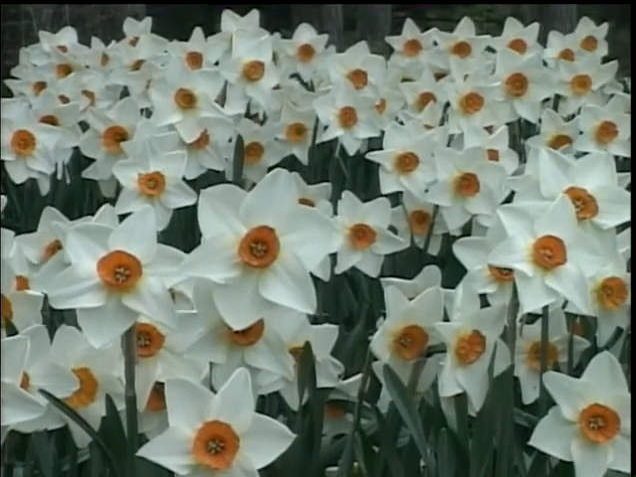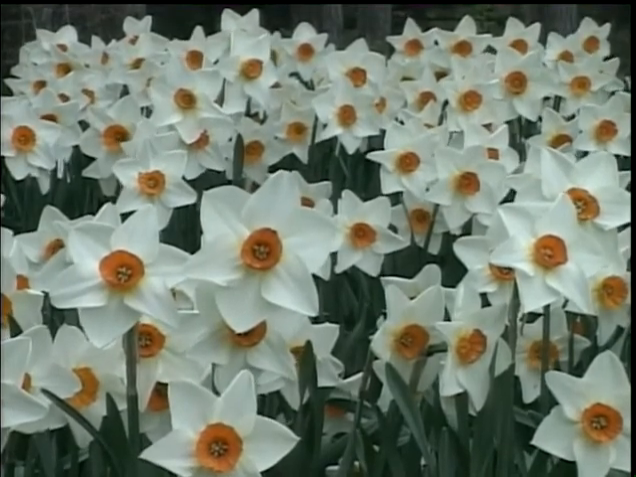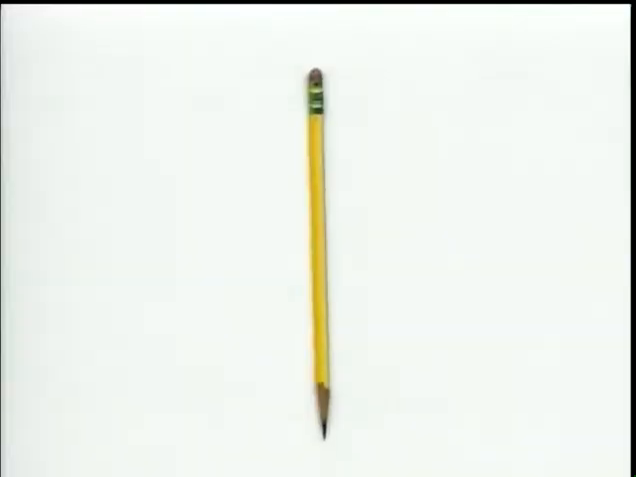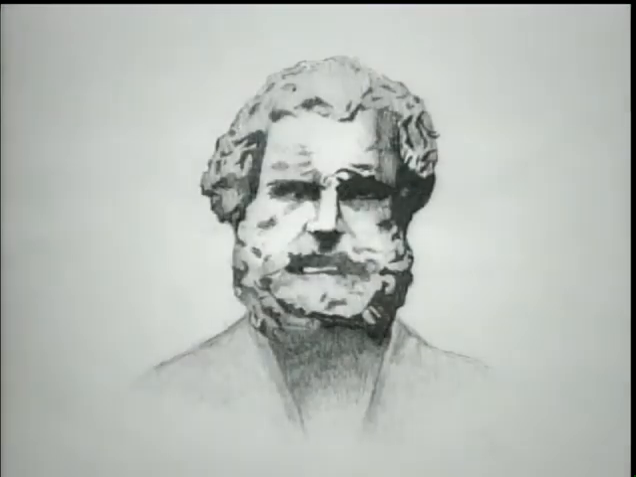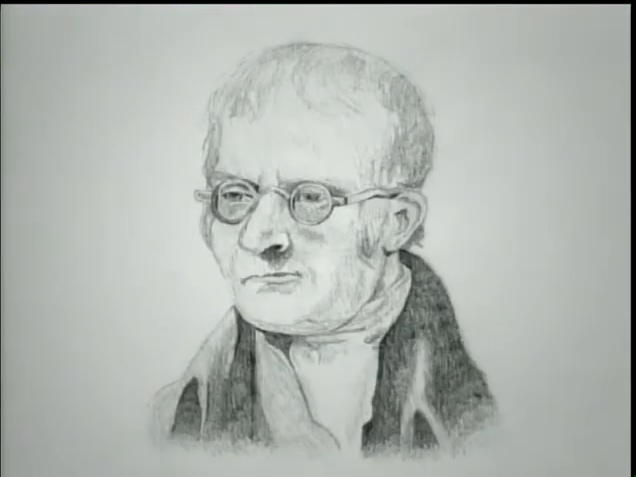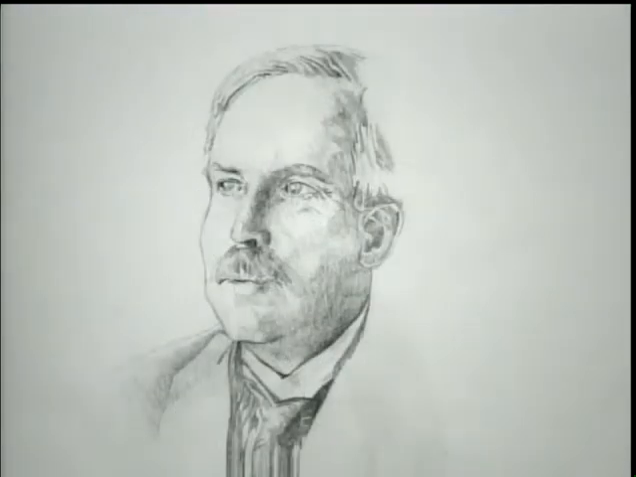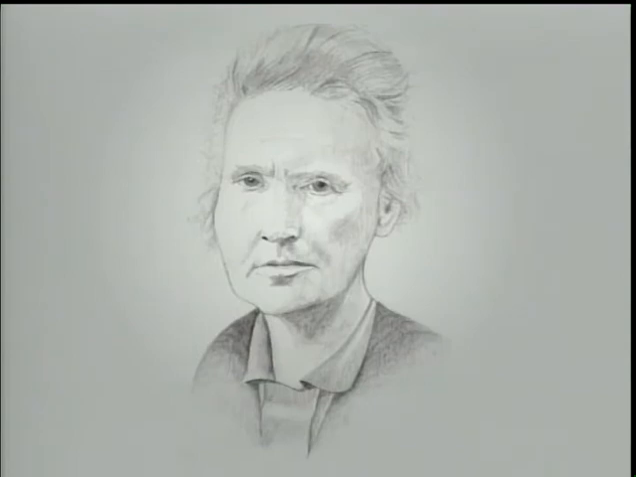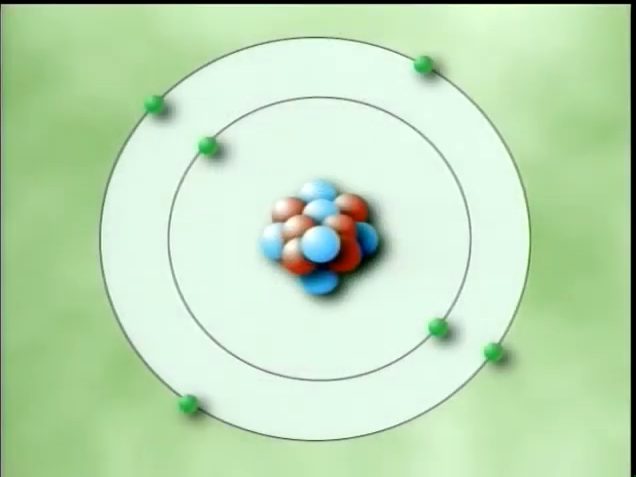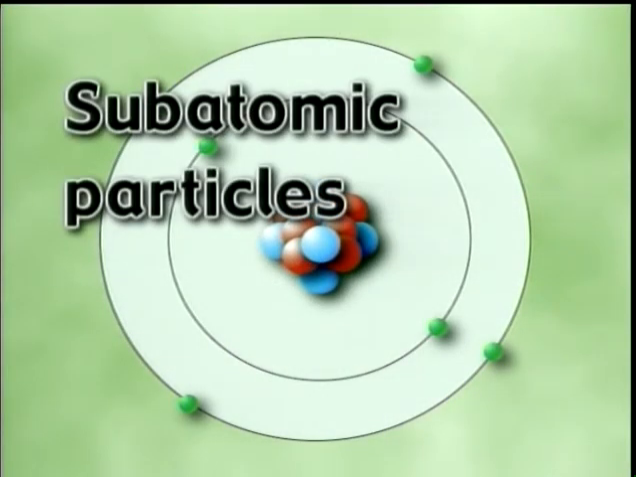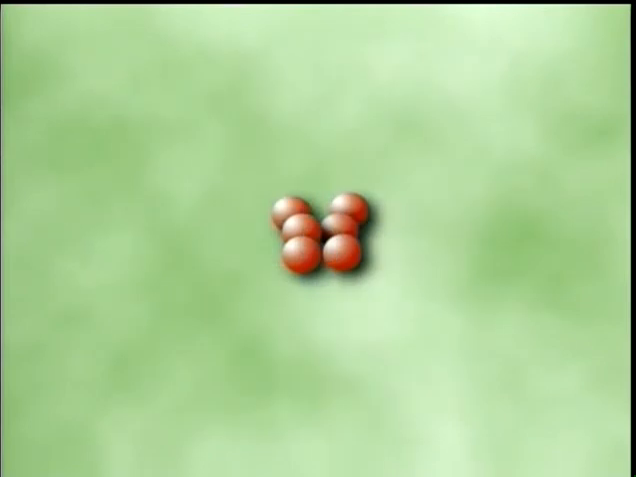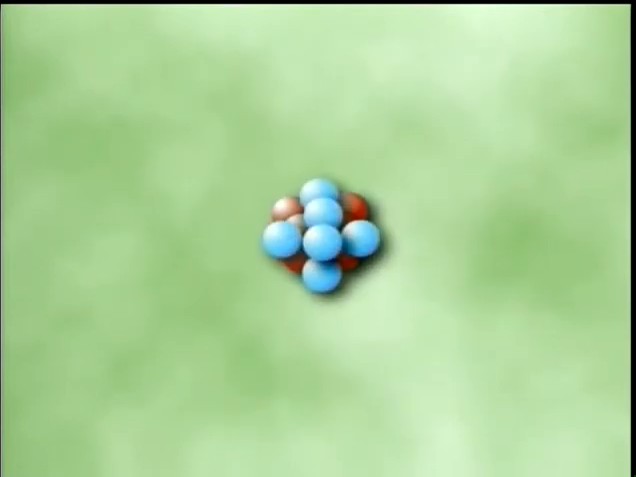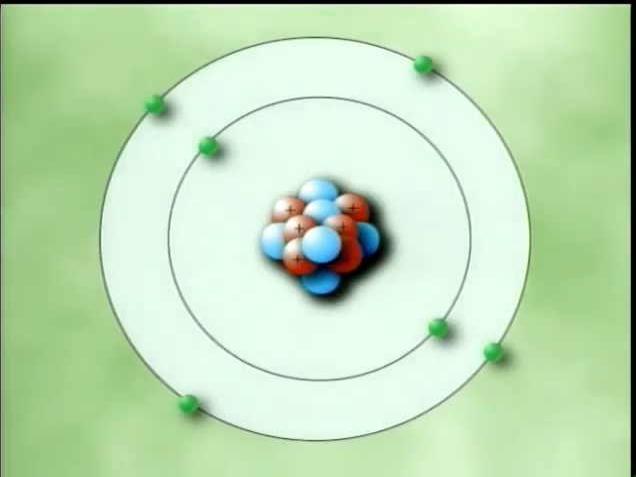Today, we know that all matter is made up of tiny particles called atoms. In fact, atoms are the building blocks of matter. As we discussed, many scientists over the centuries have contributed to our present-day understanding of the atom. We now know that atoms are made up of smaller particles called subatomic particles. The three main subatomic particles include protons, neutrons, and electrons.